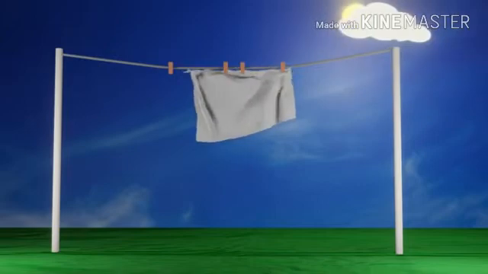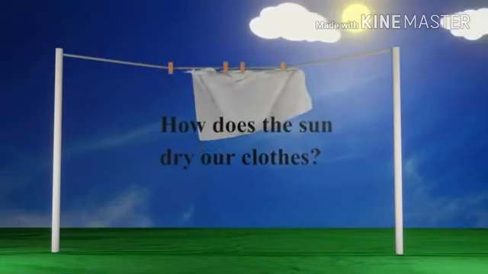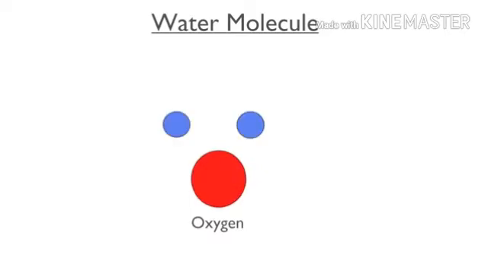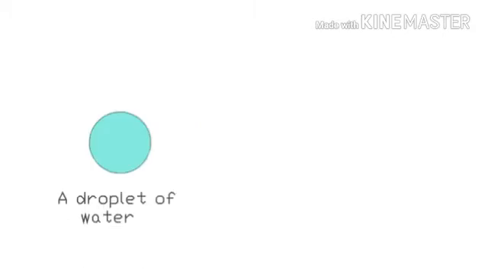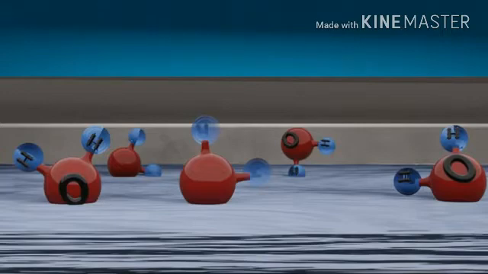When we want to dry a wet cloth, we dry it under sunlight. Let us see how the sun dries our cloth. Before that, let us see the water molecule. Here, a water molecule is made up of one oxygen atom and two hydrogen atoms. Two hydrogens and one oxygen form the drop of water. We already know that a water drop requires heat to get evaporated. One drop contains many millions of H and O molecules.